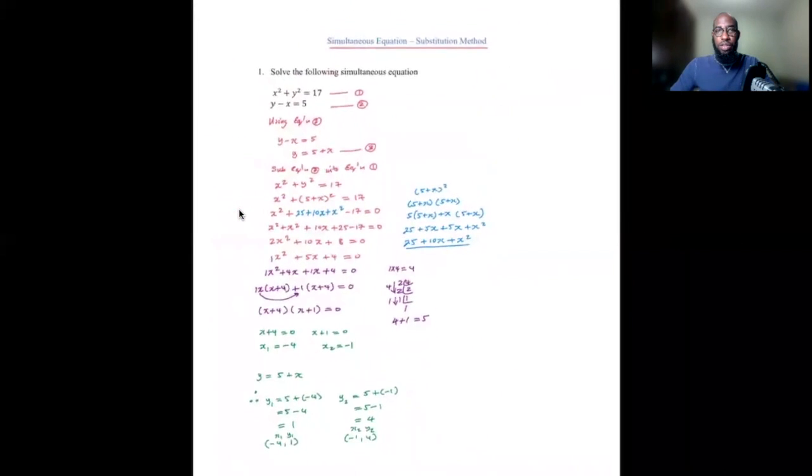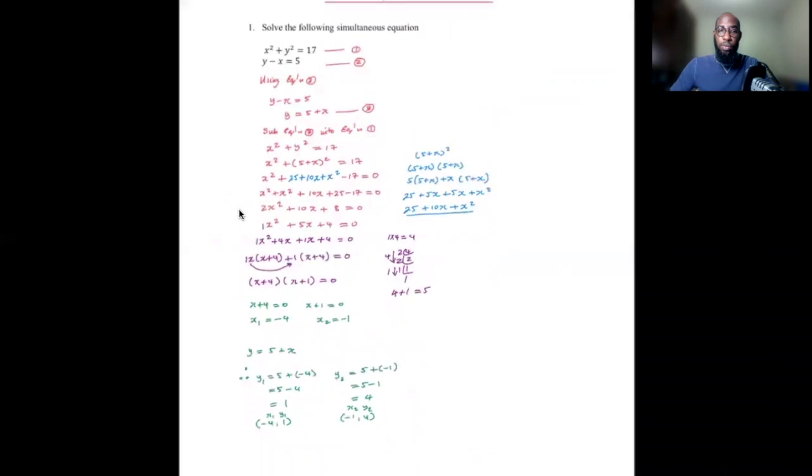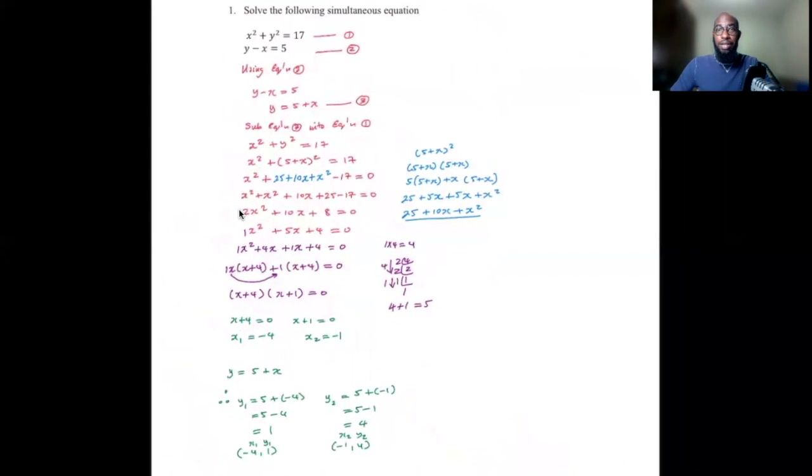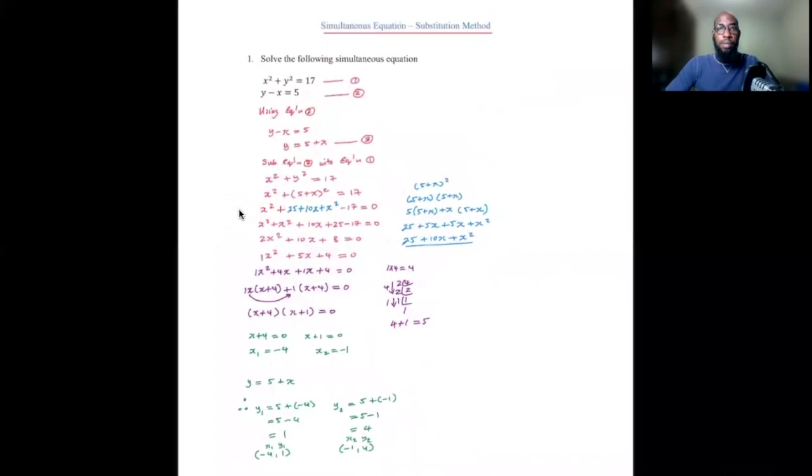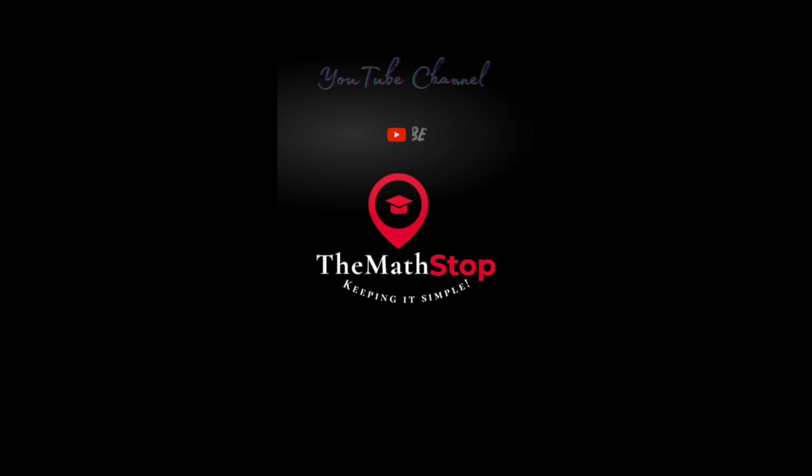So the question is just as long, it's not difficult at all once you understand the algorithm. Once you understand the steps involved, the question is not difficult at all, right? So that's it for simultaneous equation, and in this case, we used the substitution method.